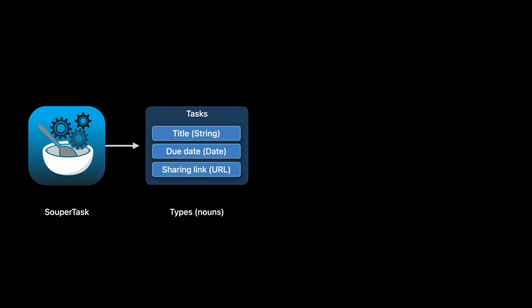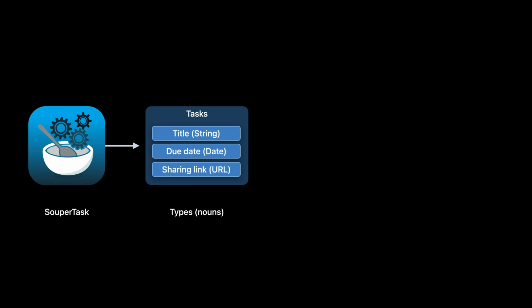Looking at the app, the primary type of content the user interacts with is a task. Each task has a couple of important attributes. First, there's the title, which is some text that describes what needs to be done. Tasks also have a due date and a link to share the task with others.